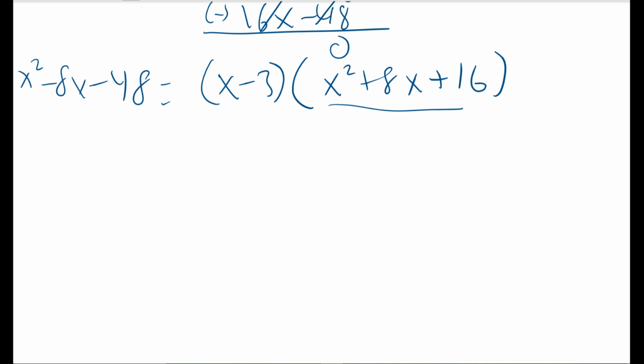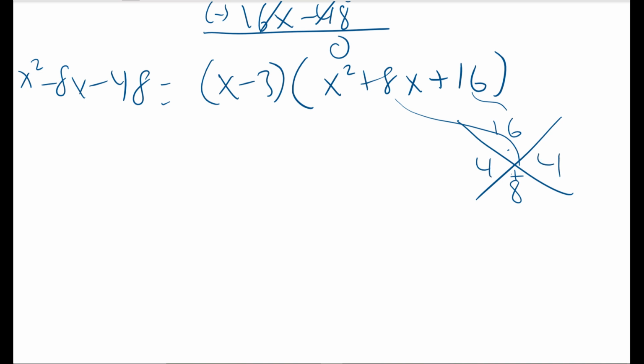How do we factor it further? Well, we need an x table. So we're going to set up an x table. 16 goes on top. 8 goes on the bottom. So two numbers that multiply to 16 but add to 8. That would be 4. 4 times 4 is 16. 4 plus 4 is 8.